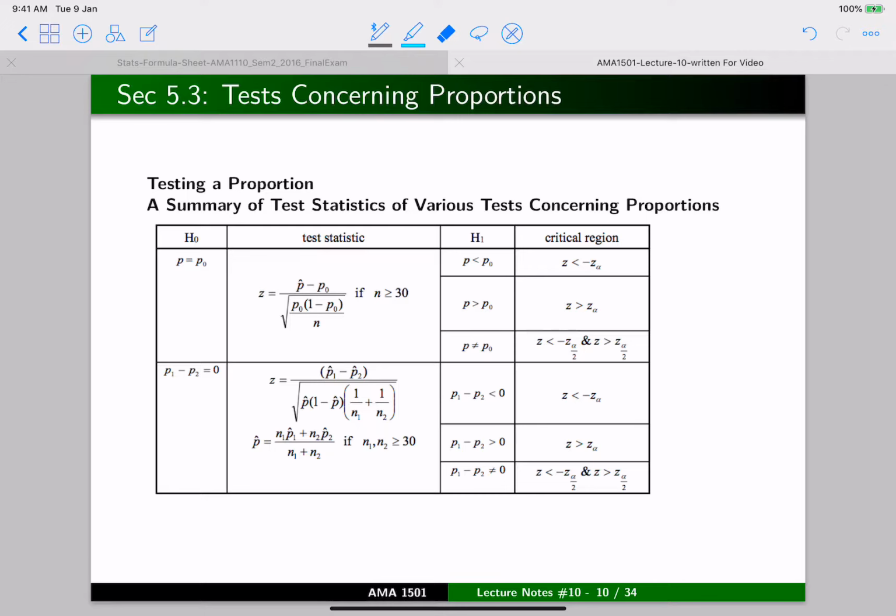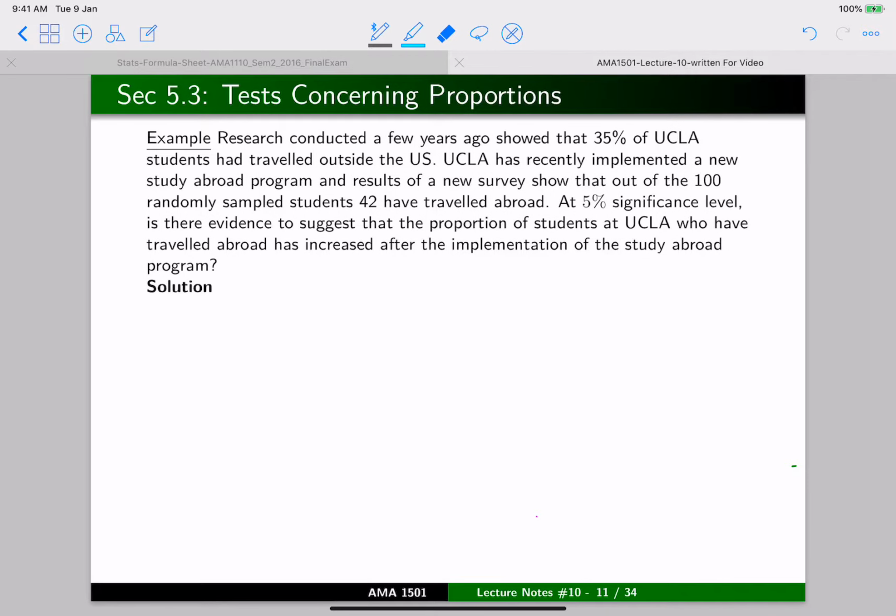This test statistic is for testing the difference between population proportions of two populations, which we'll go into in the next video. Let's look at our first example.